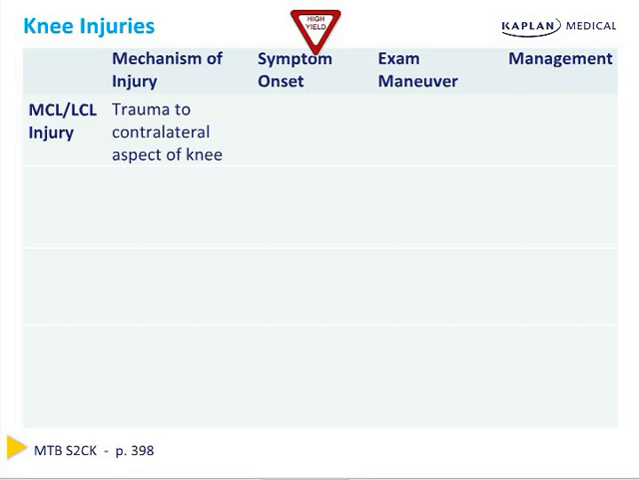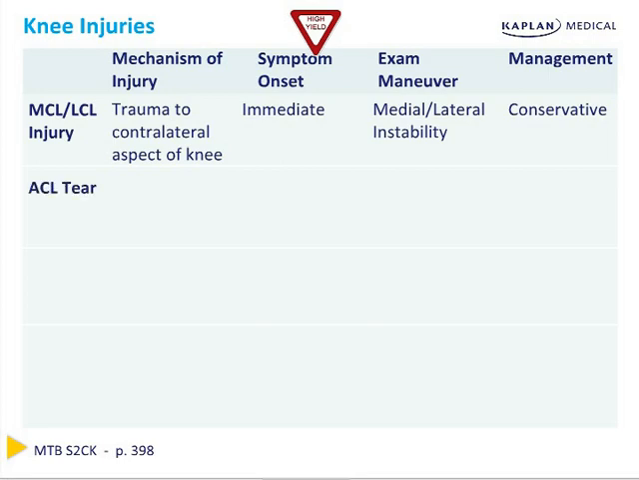Trauma to one side of the knee leads to stretching of the ligament on the contralateral side and can ultimately cause it to rupture. Swelling will immediately occur, and on exam, the knee will be unstable with side-to-side motion. However, these patients do not require surgery and can be treated initially with rest and immobilization, followed by physical therapy.